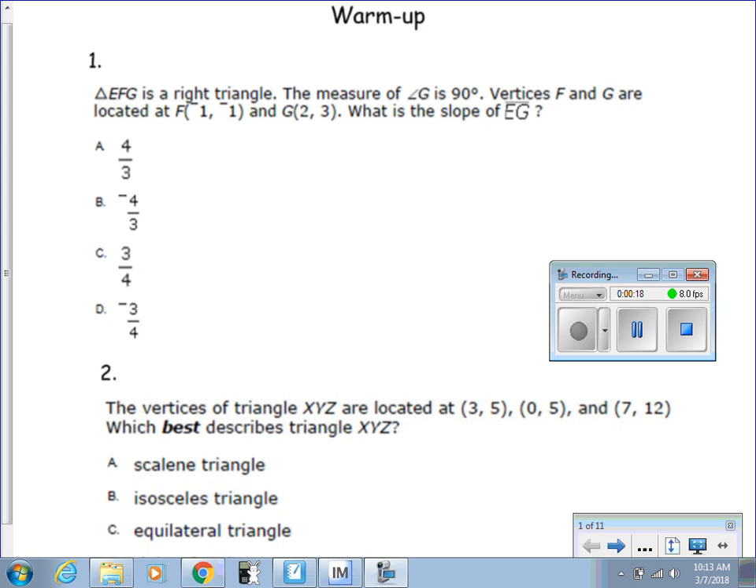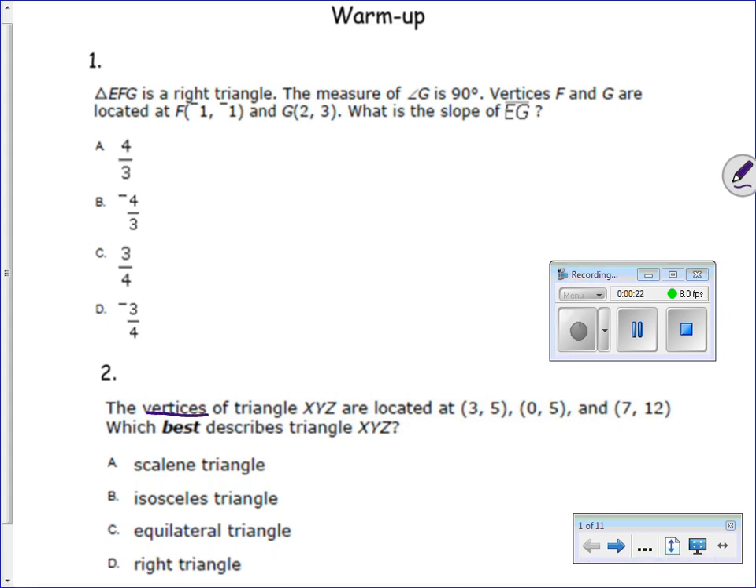With problem number 2, they give you a triangle with the given vertices. Remember, that just means corner points. Make sure you draw this figure on an XY coordinate plane, and then determine what type of triangle it is.